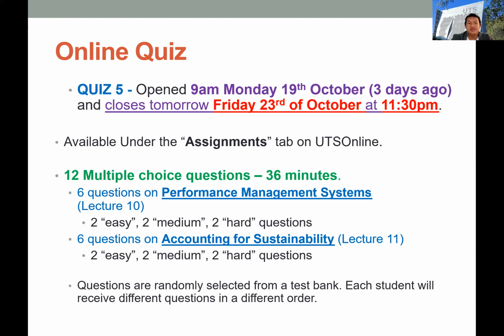This quiz will cover two topics: the performance management system and accounting for sustainability. As usual, we'll have 12 multiple choice questions. You have 36 minutes to solve the questions. You only have one attempt. The questions will be taken randomly from the test bank, and each student will get different questions, with a proportional distribution of easy, medium, and hard questions.